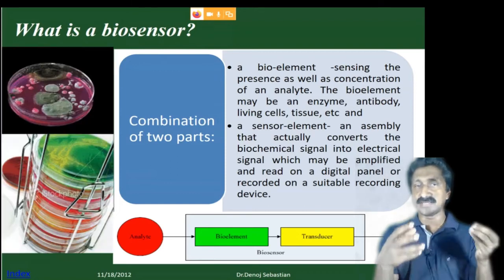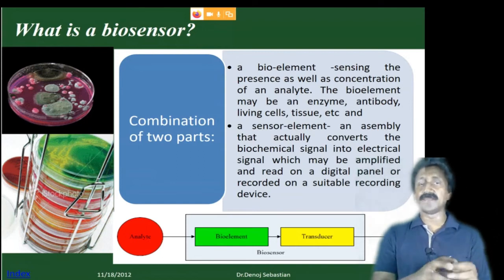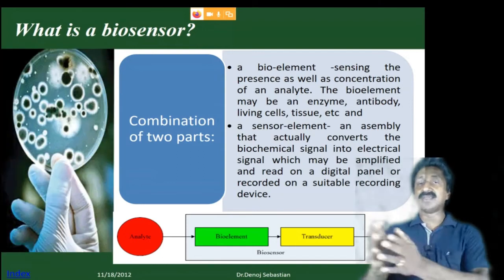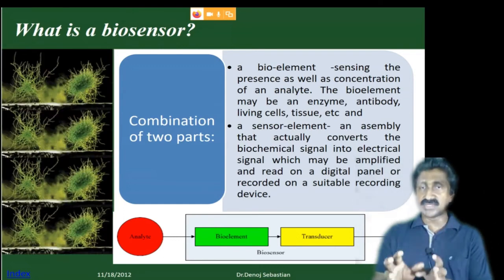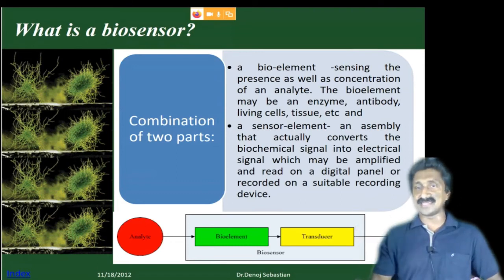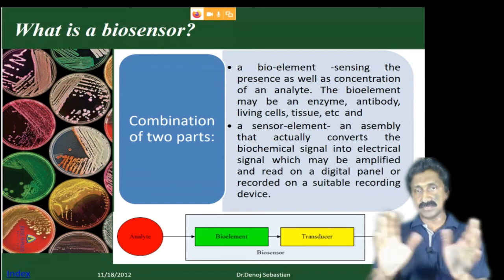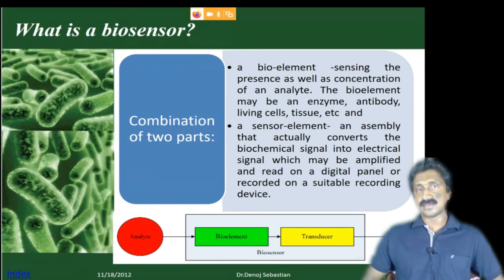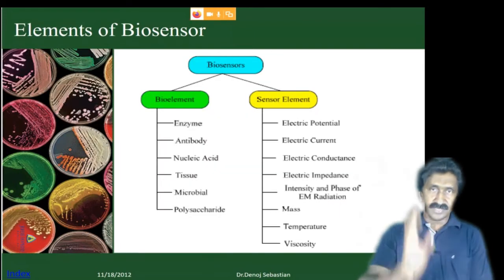Once there is a specific interaction between the bioelement and the analyte, it will give a signal to the transducer element, which will convert that biochemical signal into an electrical signal, and that can be detected by an electrical device. So this is the base concept. It has two parts, a bioelement and a transducer.